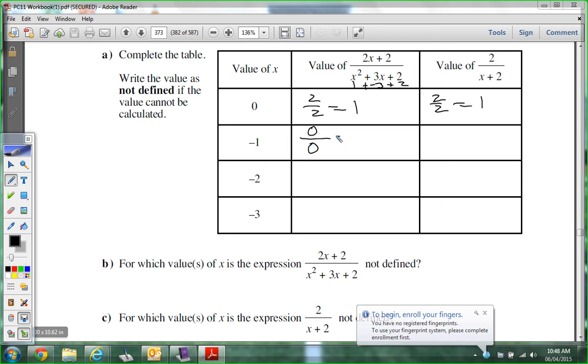I'm going to call this intermediate, which I'll explain what that means in a second. Let's do it on the simplified one. 2 over x plus 2, and if I put -1 in, that just gives me 2 over 1, which is 2.